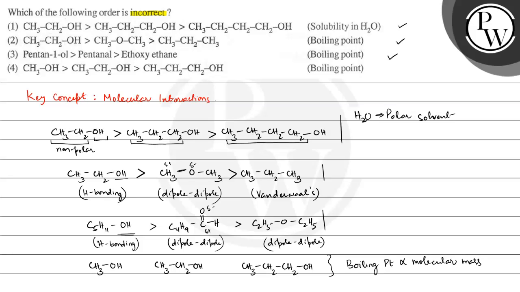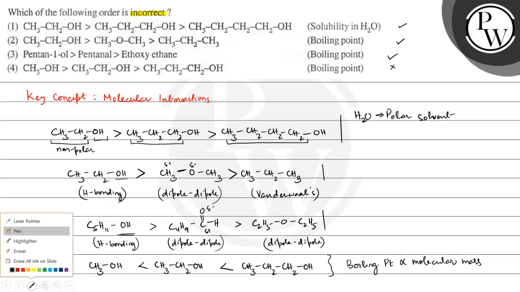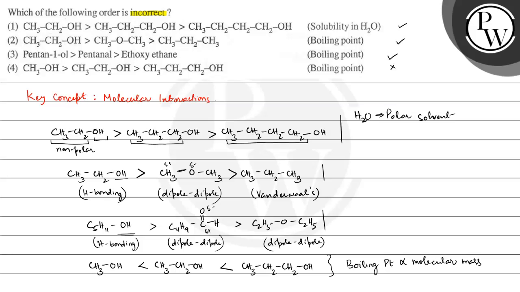That means boiling point order should be propanol greater than ethanol greater than methanol. But यहाँ पर जो order दिया है वो reverse है. Here it is given that methanol has a greater boiling point than ethanol and propanol. So this is incorrect option, and हमें question में पूछा गया है कि कौन सा इनमें से incorrect option है. So option 4 is our incorrect option, which is the correct answer to this question. This is the required solution, and I hope you understood the concept well. Best of luck.